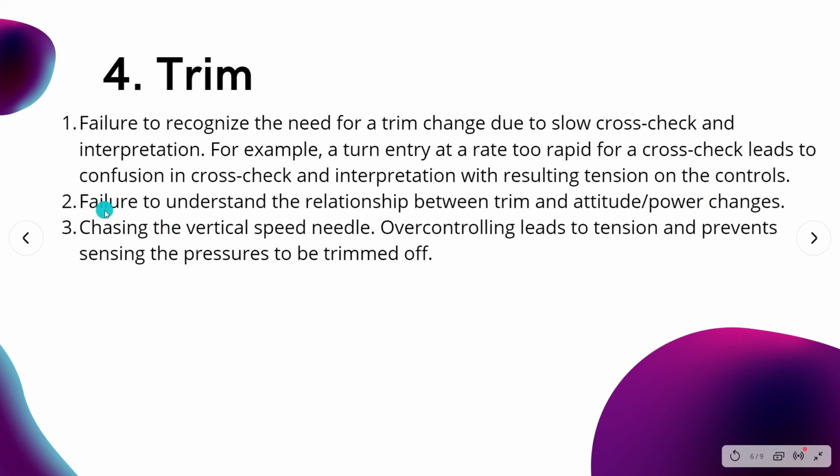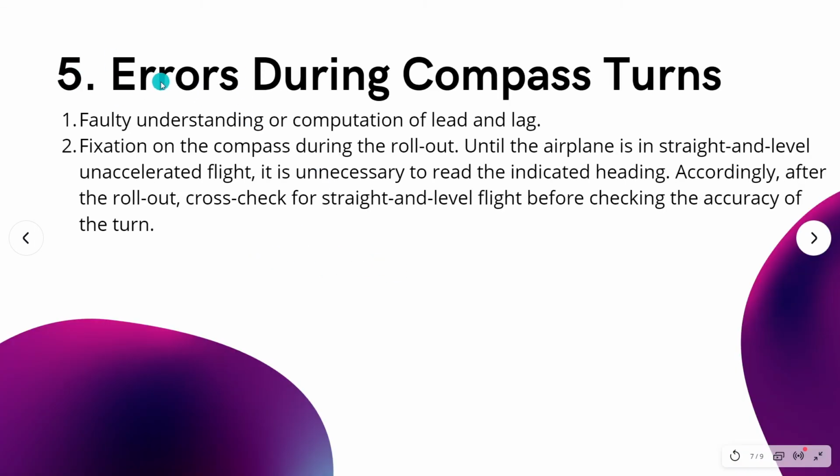Second fault, failure to understand the relationship between trim and attitude power changes. Third fault, chasing the vertical speed needle. Over-controlling leads to tension and prevents sensing the pressures to be trimmed off. And the last error is the errors during compass turns.